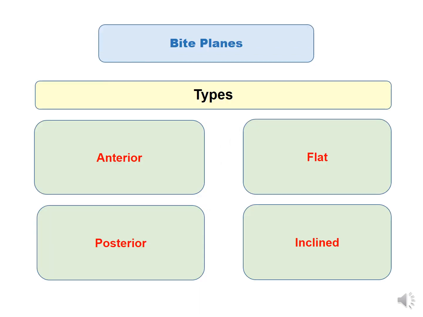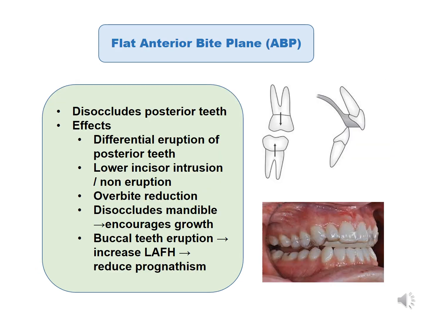Now, the simplest myofunctional appliances are probably the bite planes. There are a few types. They can be either anterior or posterior bite planes, or they can be flat or inclined bite planes. Let's have a look at the flat anterior bite plane.